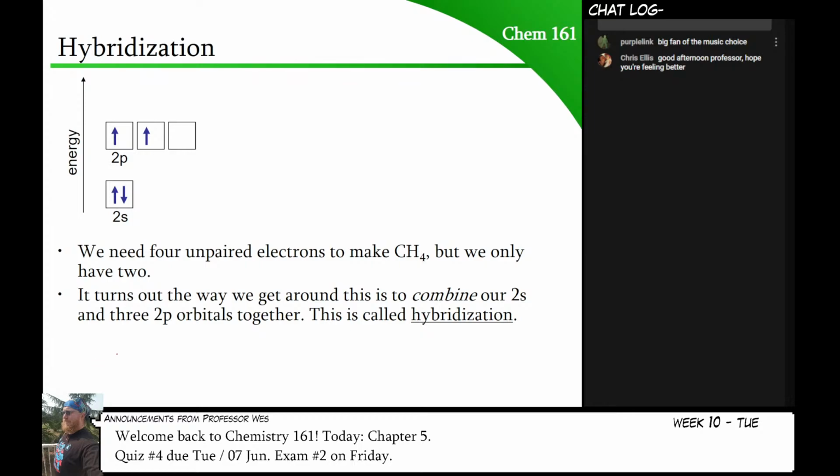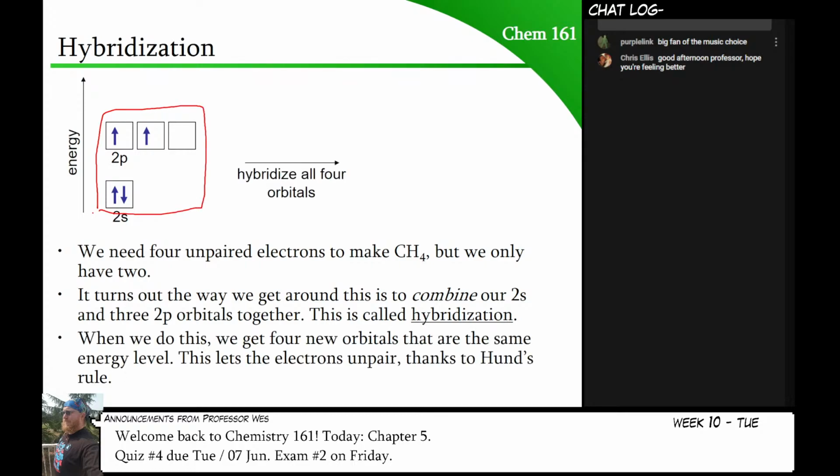So the process that we have our orbitals undergo is called hybridization. When you hybridize orbitals, you select some orbitals and blend them together. I'm going to blend all these orbitals. And this is what I get.